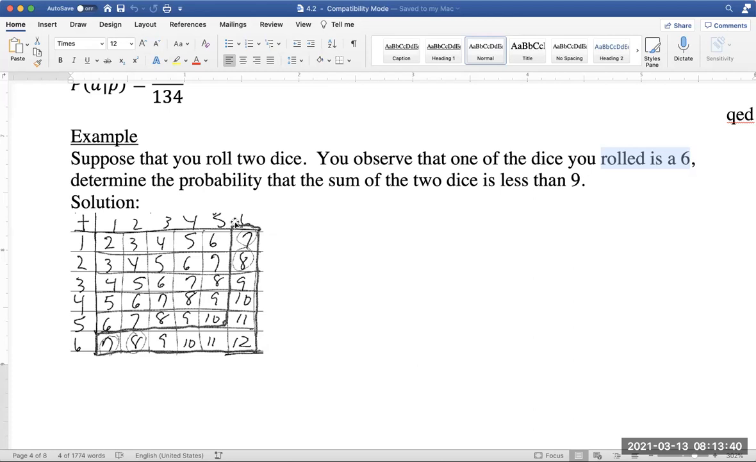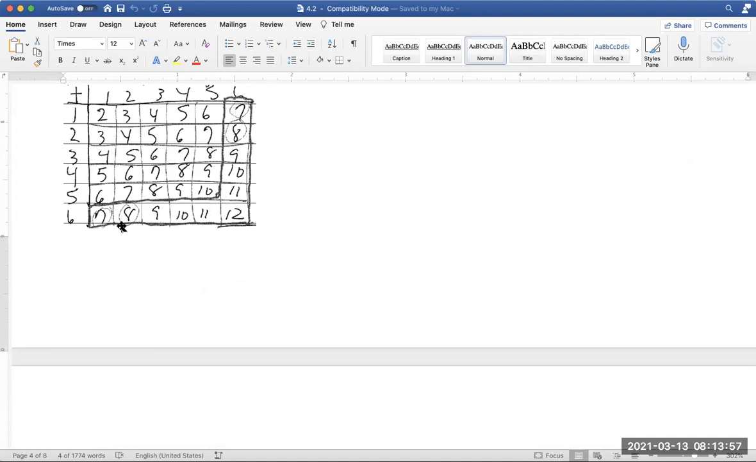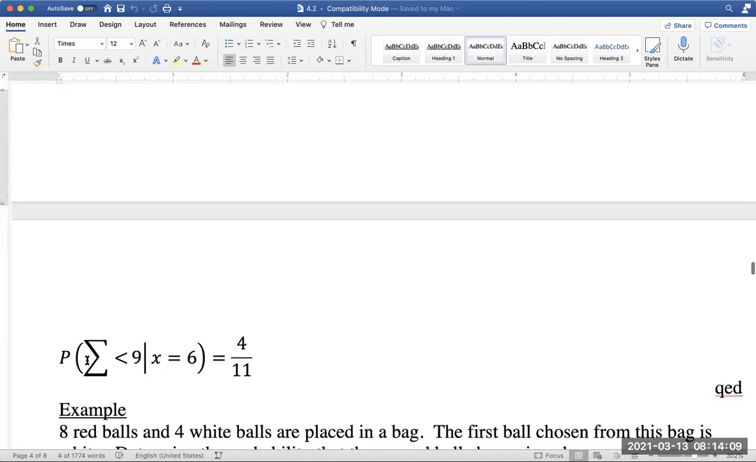And so I've rolled a 6. So let me highlight the 6 here. And I want to find the sum being less than 9. So it could be a 7 or an 8, a 7 or an 8. Therefore, the probability of rolling a sum less than 9 is 1, 2, 3, 4 out of 1, 2, 3, 4, 5, 6, 7, 8, 9, 10, 11. So the probability that the sum of the two dice is less than 9, given that you rolled a 6, is 4 out of 11.